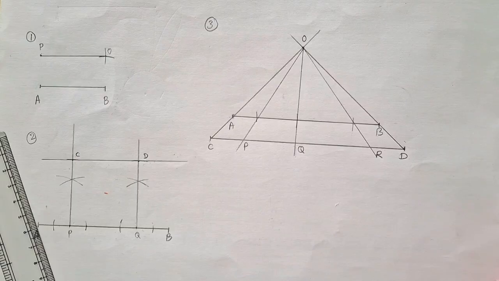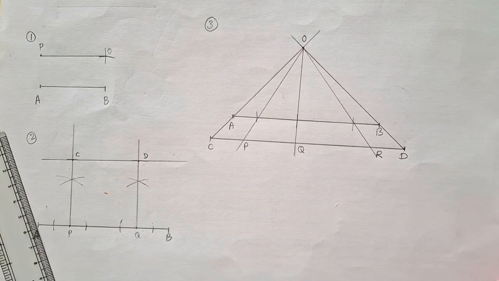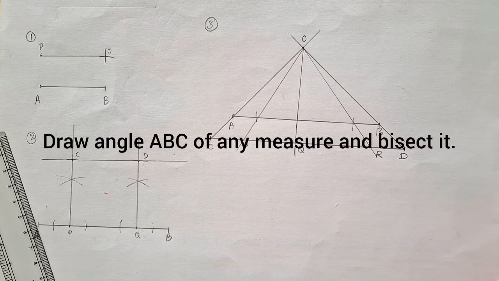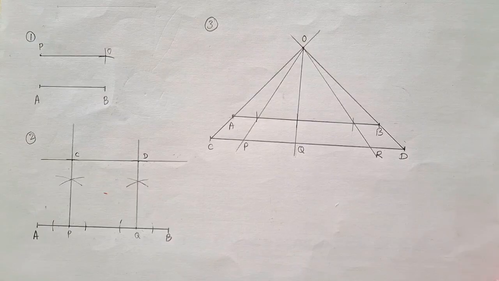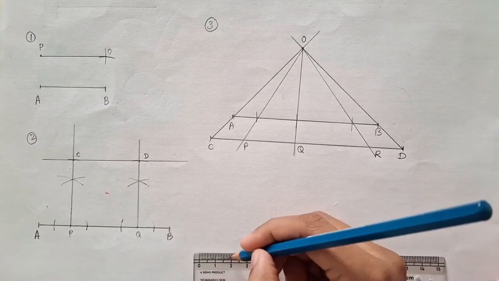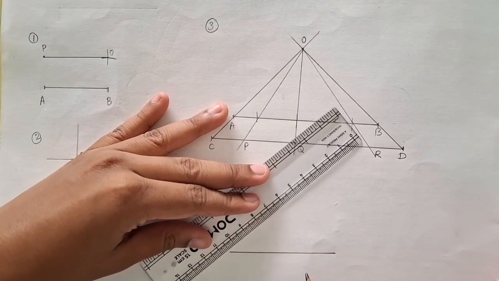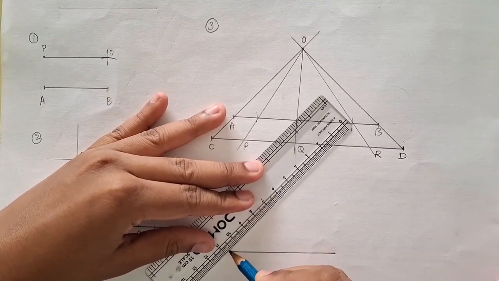Now let's move to angles. Angles are very easy and we have already learned it during the elementary exam. So the question is, draw angle ABC of any measure and bisect it. So this is a very easy question. I will draw an angle. I am not paying attention to the measurements here because it is an imaginary angle.